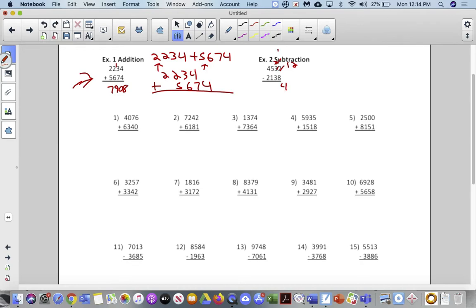So I'm going to cross off the 2 and make it 12, and I'm going to cross this and make it 4. I borrowed 10. 12 take away 3 is 9. Now I have 4 take away 1 is 3, 4 take away 2 is 2. And I get 2, 3, 9, 4. Which is incorrect.